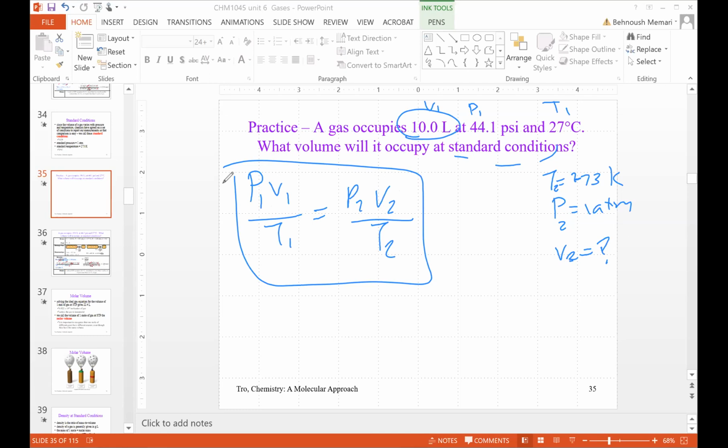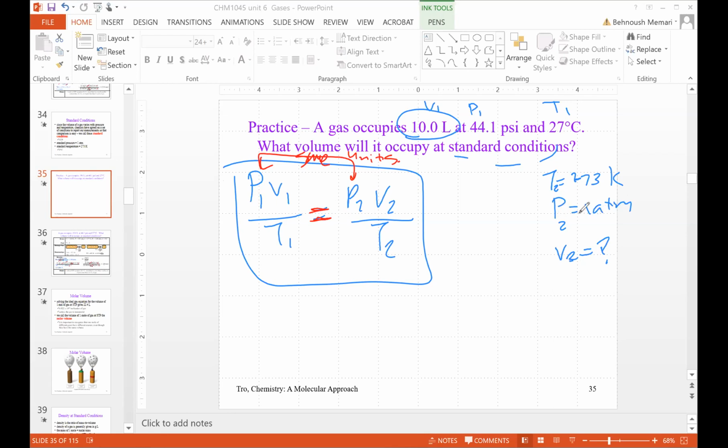Okay, what about the units? Do I have to change any of the units? Units are not like the ideal gas law in this case. It doesn't have to be ATM, it doesn't have to be liter, but because there is an equal sign here, units must be the same units.